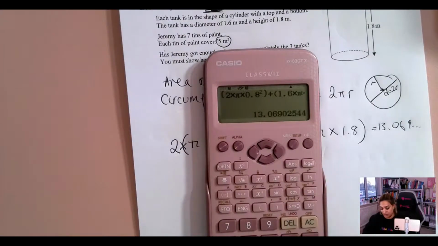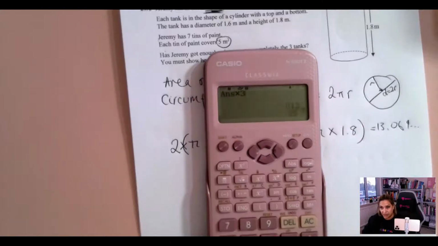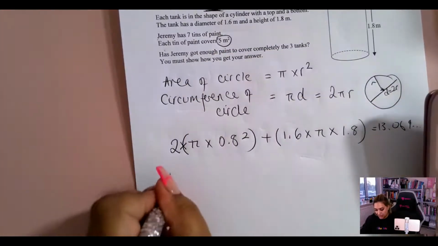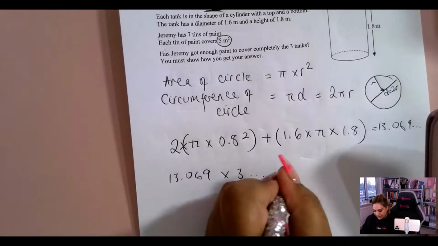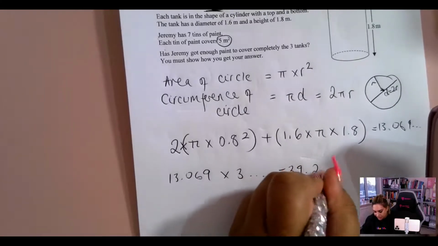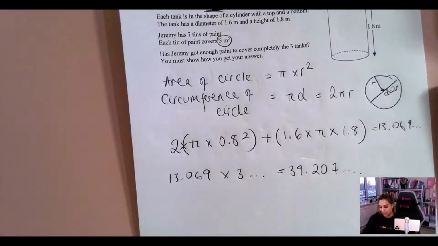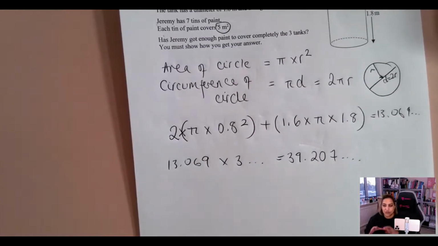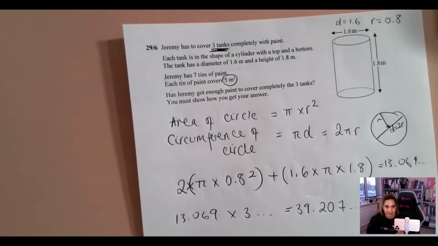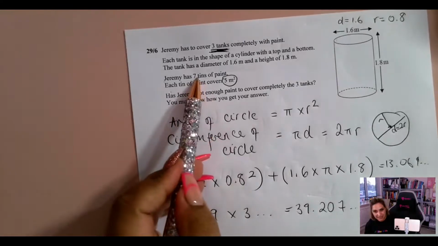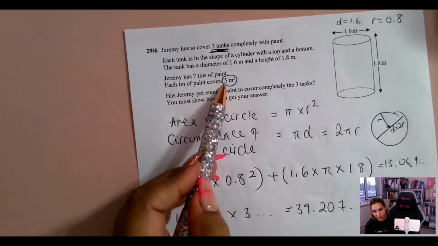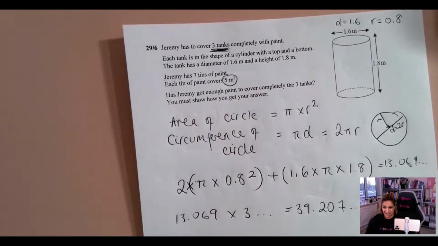That's just 1. I'm going to times it by 3. When I times it by 3, I get 39.207 something something something. Right, so that tells me the amount of space I need to paint. Right, how much paint do I have? I've got 7 tins, each covering 5. Now hopefully you can do that in your head. 7 5s are 35, so he's not going to have enough.